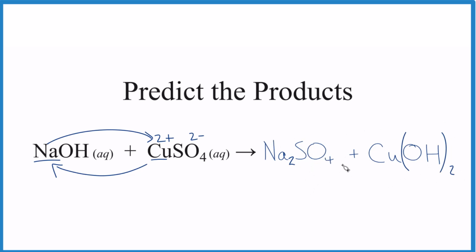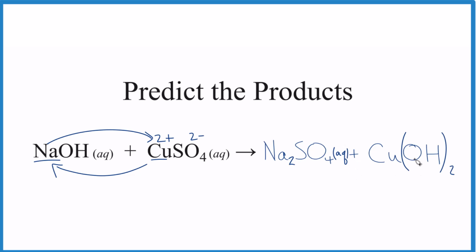Once we have the compounds, we're not done though, because what we want to do with the double displacement reaction, we want to see if one of these is going to be a solid. That means it's a precipitate. If you know your solubility rules or you have a solubility chart, sodium's going to be soluble. Sodium's almost always soluble. So we write a little aq to show that it's aqueous, it's dissolved.